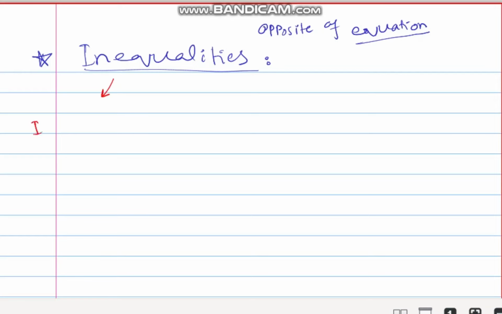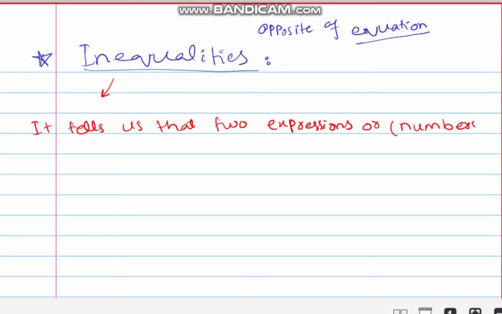It tells us that two expressions or things or numbers (I am writing numbers in brackets) are not equal, but it tells us some other relationship between these numbers which are not equal.